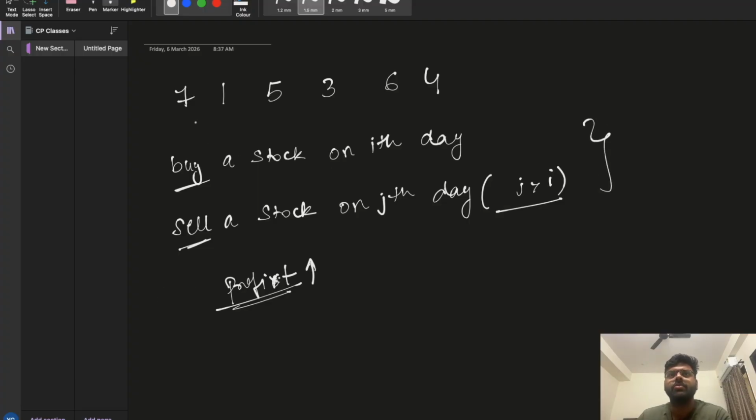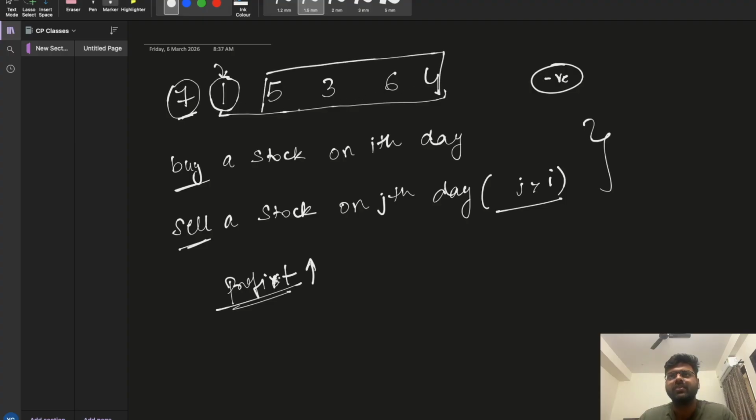Now to understand this problem, let's see what the test case is saying. If we buy a stock at a value 7 and sell it on any value in the future, your profit would always be a negative value, right? Now if I move to the second day and buy the stock there, then I could only sell it for the values 5, 3, 6 and 4. And the maximum profit I could attain is if I subtract 6 minus 1, that would be 5.